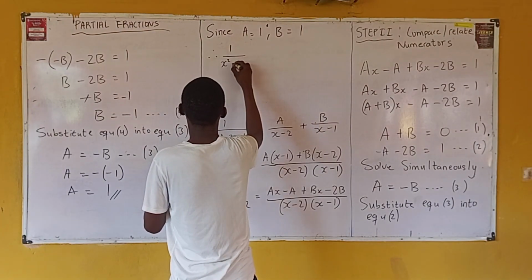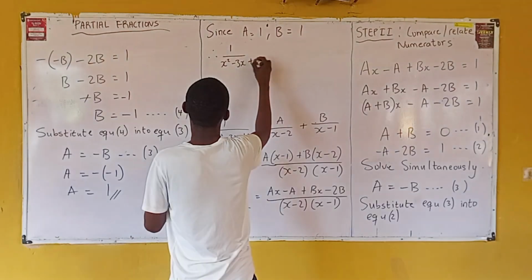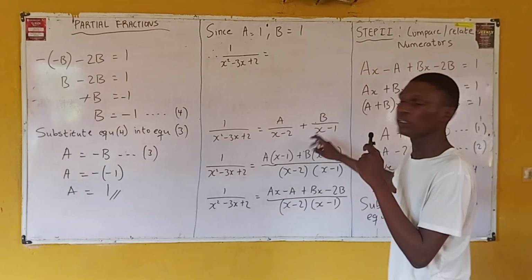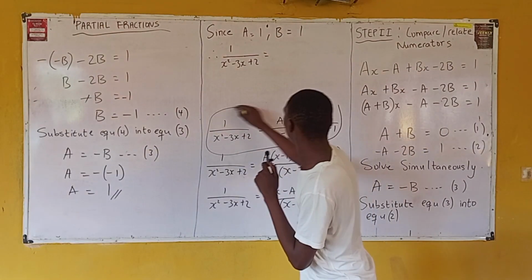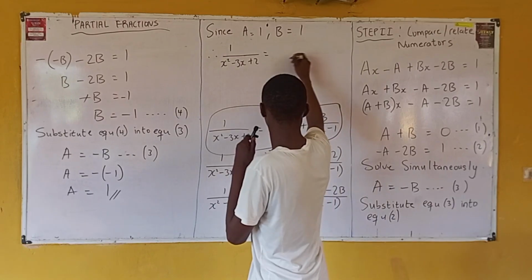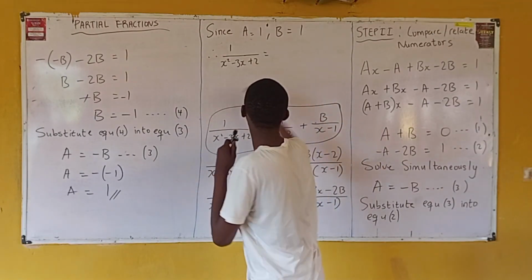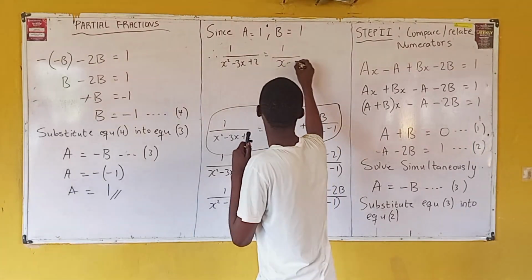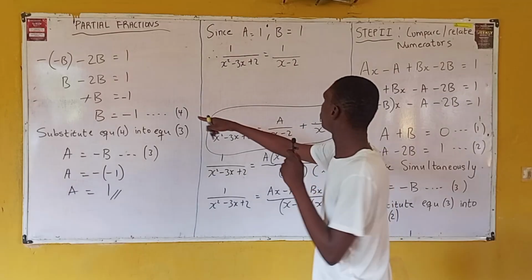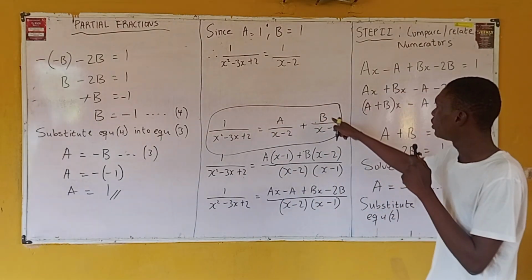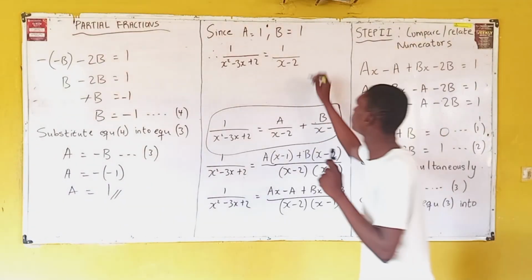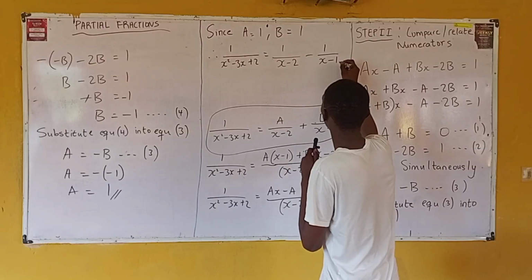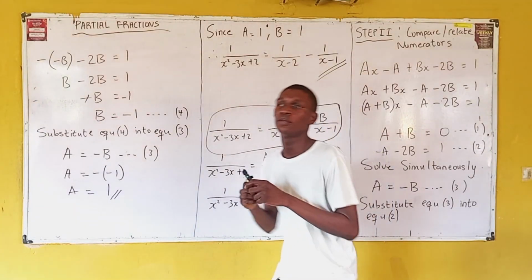Since a equals 1 and b equals minus 1, we can therefore say that 1 over x squared minus 3x plus 2 is equals to what? What is our a? So you bring it back into the equation. 1 over x squared minus 3x plus 2 is equals to a over x minus 2 plus b over x minus 1. So we have 1 over x minus 2. Since our b is minus 1, minus times plus in the given equation is minus. b to be 1, so we have 1 over x minus 1, and that is our final answer.